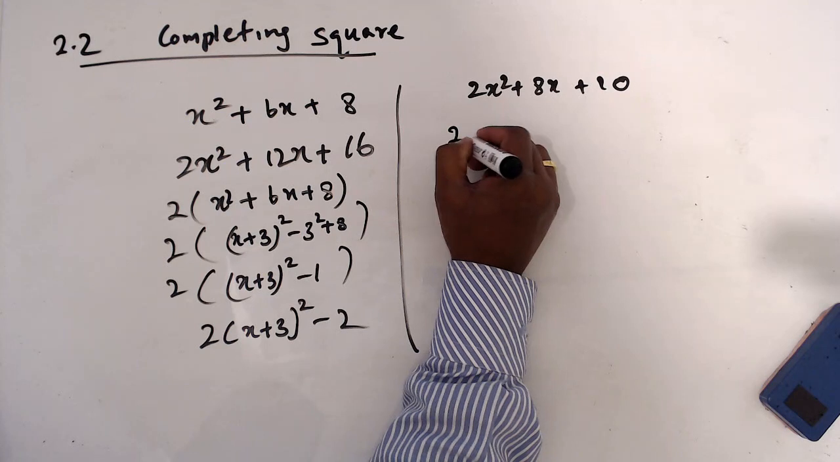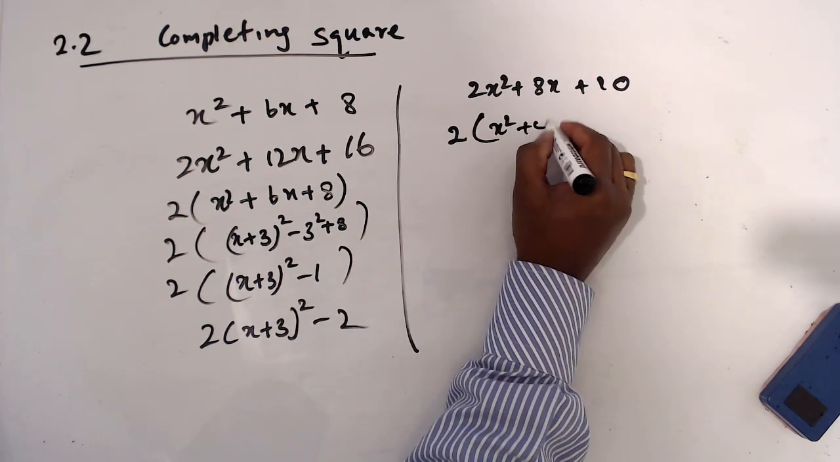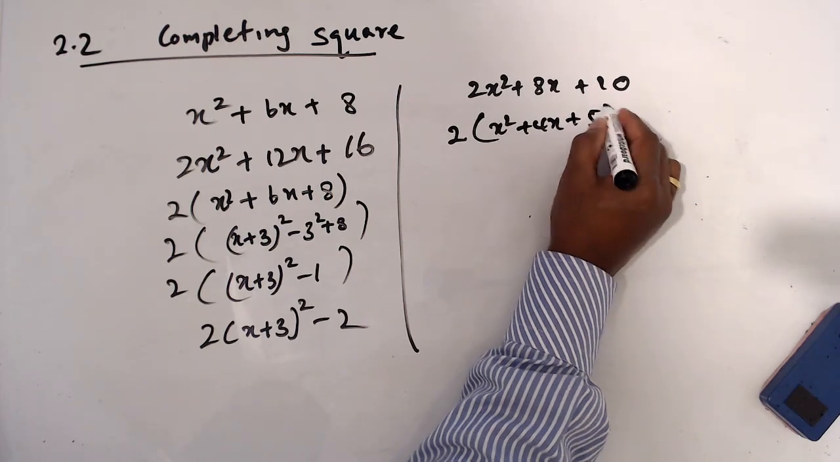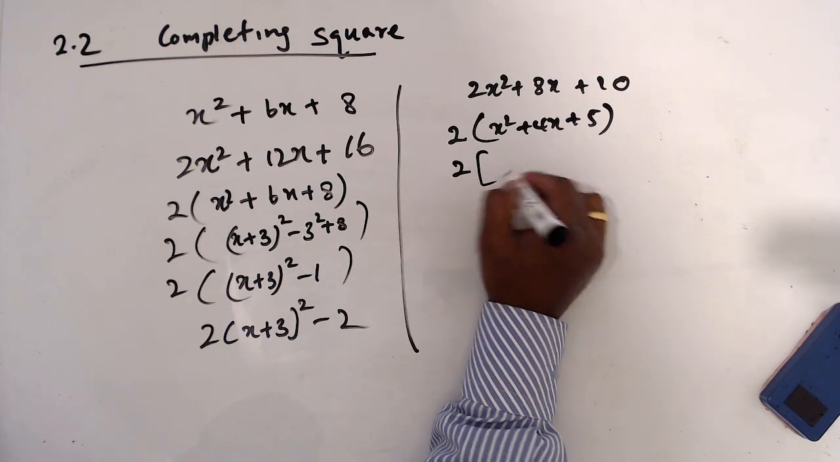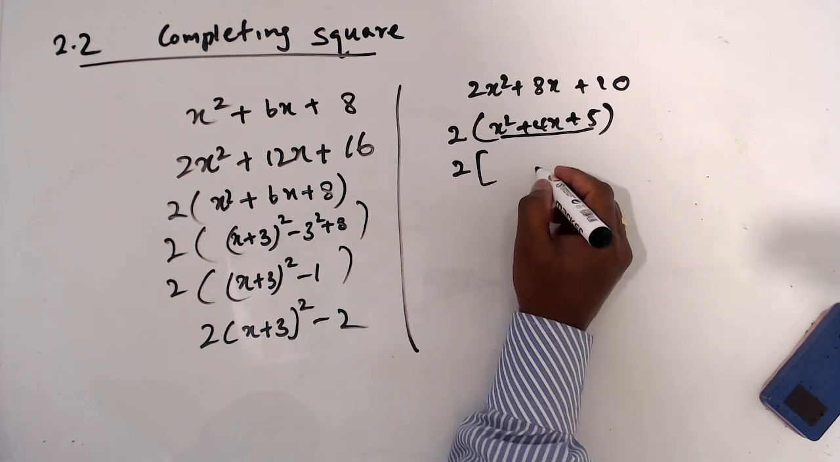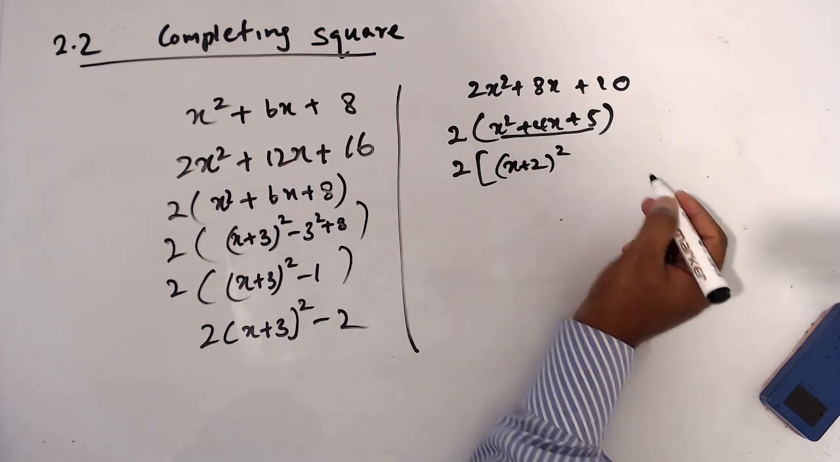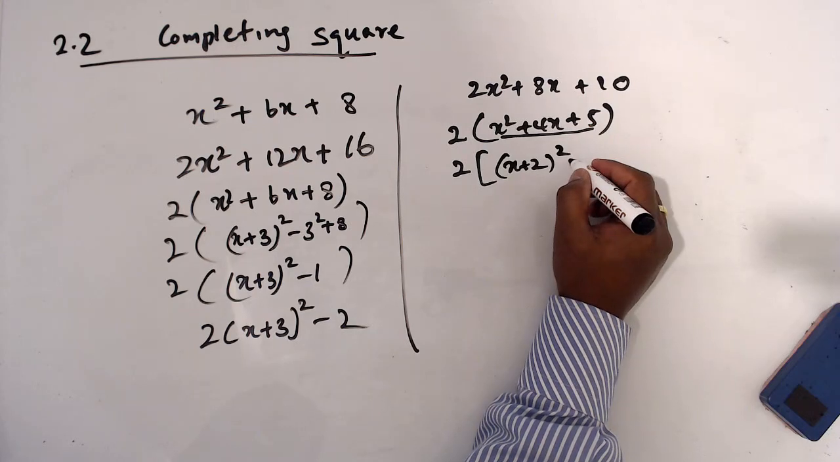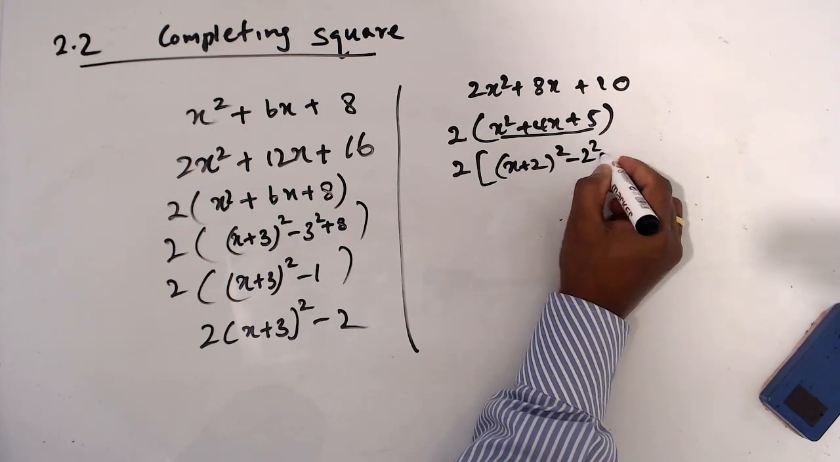Now I take 2 out from here: x square and 4x plus 5. Now keep this one inside, so we can deal with this part now. Now this is very known. I can write this as x plus 2 square, and then minus 2 square plus 5.